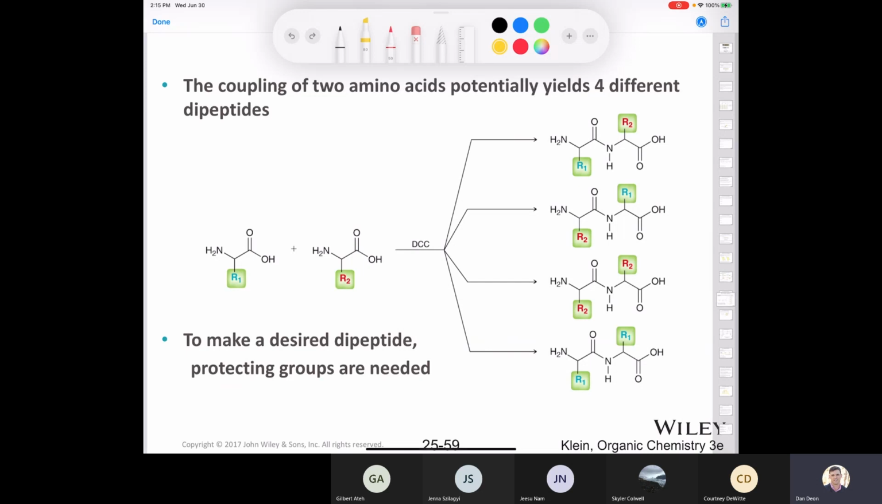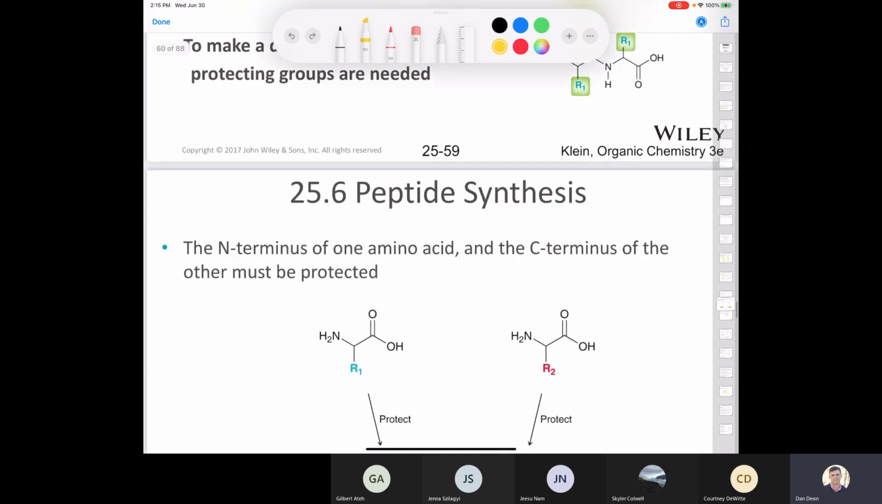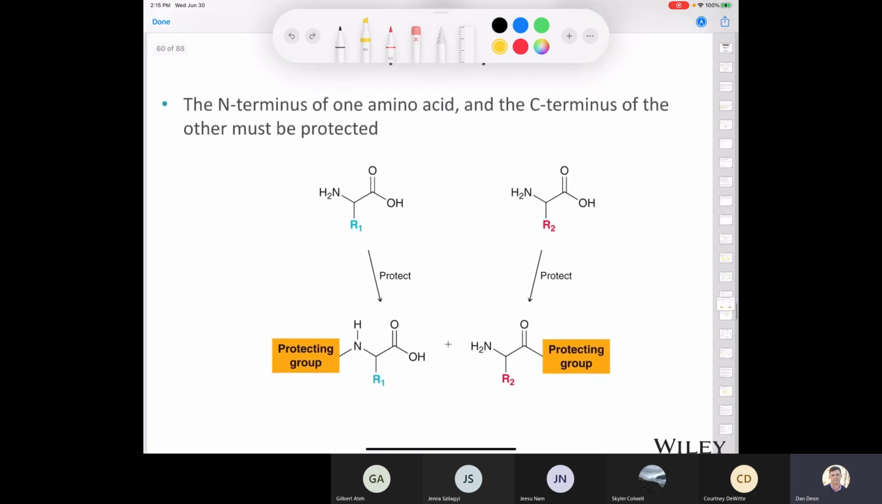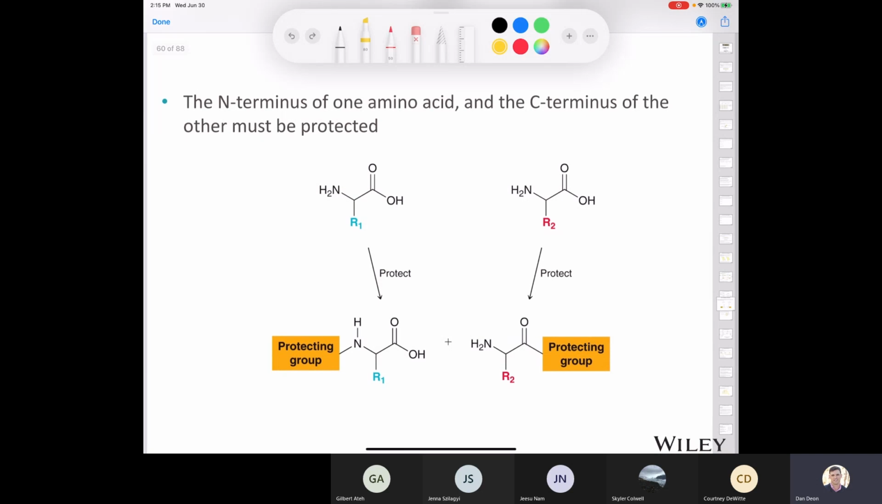So how do we, if we only wanted, let's say, this one, for example, how would we do that? Well, there's a way to generate only the dipeptide that we want. And let's see how we would do that. It involves protection, okay? What we would do is we would take the N terminus of one amino acid and the C terminus of the other, and we would protect both of them with a protecting group. Now you see, since we're protecting an amine and a carboxyl, we're probably going to use different protecting groups, but that's what we're going to talk about right now, is what are the types of protecting groups we could use.